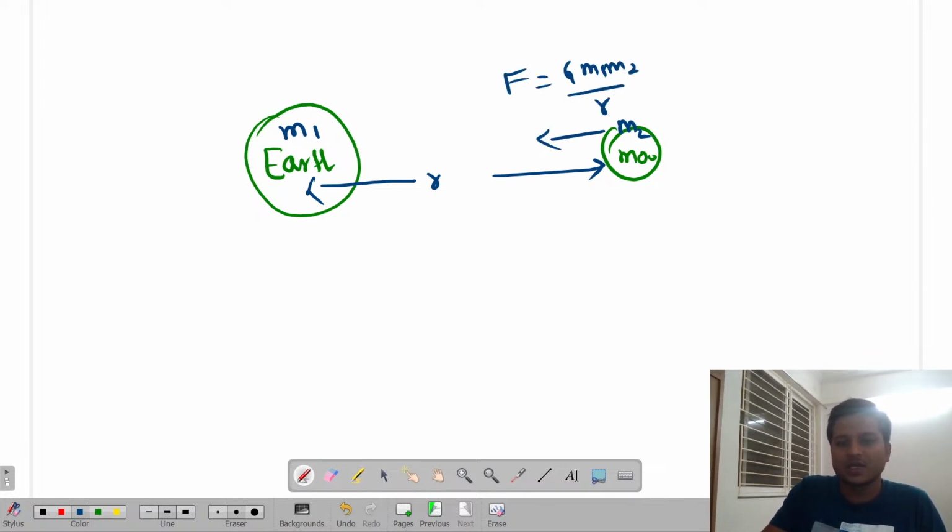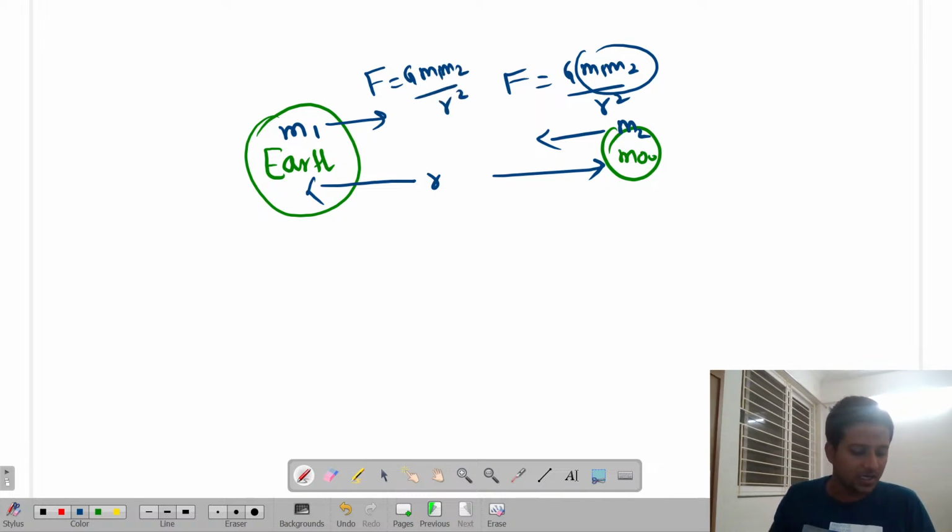m2 by r square. So here is the product of masses, isn't it? It does not depend upon a single mass. So F is equal to G m1 m2 by r square. Are you able to get me or not?